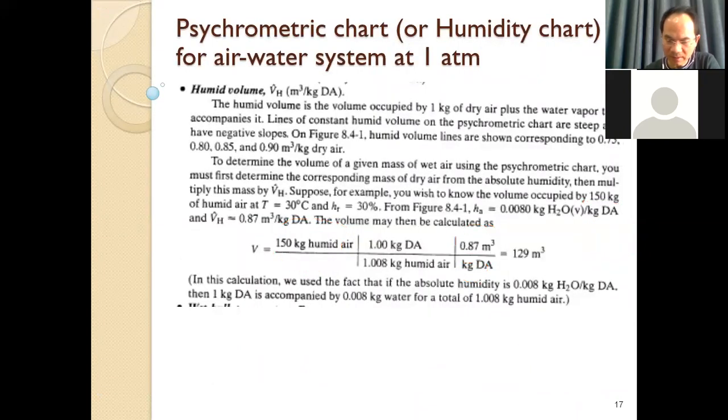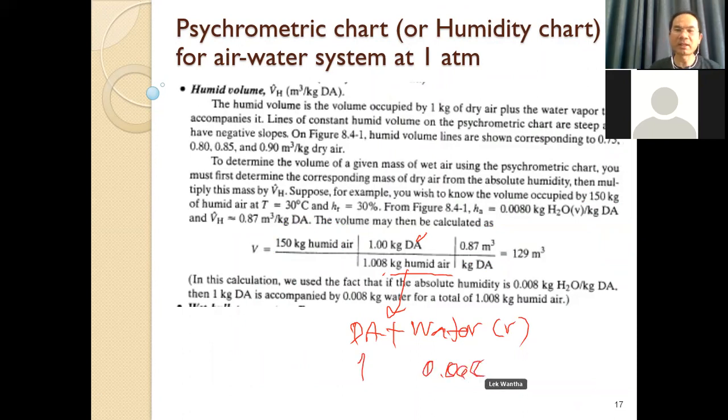That means 1 kilogram dry air per 1.008 kilogram humid air, which includes dry air plus water in vapor phase. Dry air is 1, water is 0.008. Then you can calculate the volume of the air.